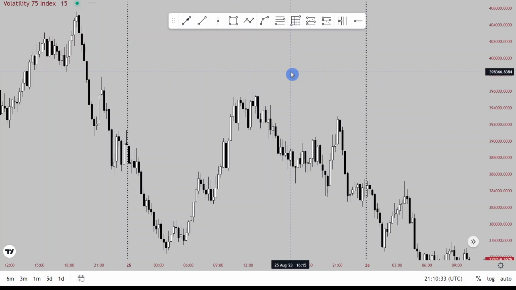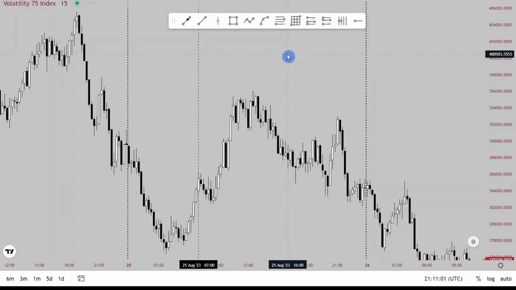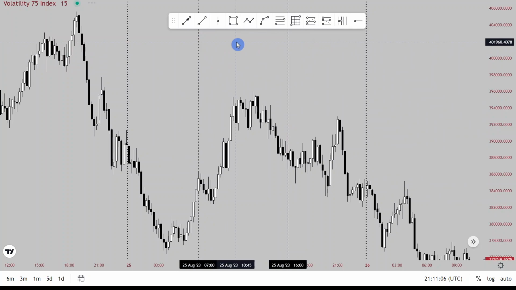Hello guys, so this is going to be part 3 of my 15 minutes scalping strategy. In this part, we are going to look at the specific time interval of the day that we are going to look for setups, okay? And that time is going to be between 7 a.m. Ghana time to 4 p.m. Ghana time. So that would be 16. So this time window, that's where we are looking for what? Setups. Okay.